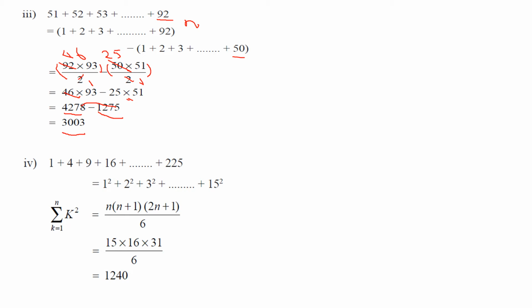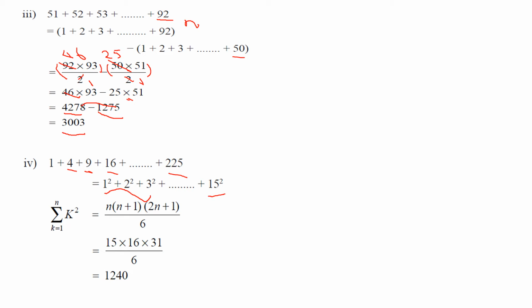Next sum, 1 plus 4 plus 9 plus 16 etc. up to 225. Here you see these numbers are squares. 4 means 2 squared, 9 is 3 squared, 16 is 4 squared. Here 225 is also 15 squared. So first you write it as 1 squared plus 2 squared plus 3 squared etc. plus 15 squared. Here you use this formula: sigma k equal to 1 to n, k squared equals n into n plus 1 into 2n plus 1 by 6.